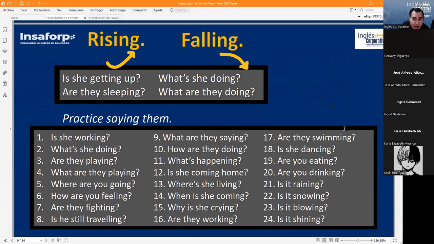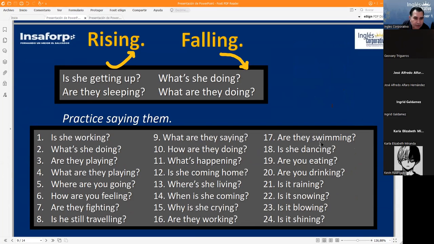Is she getting up? Are they sleeping? What's she doing? What are they doing? Is she getting up? Are they sleeping? What's she doing? What are they doing?